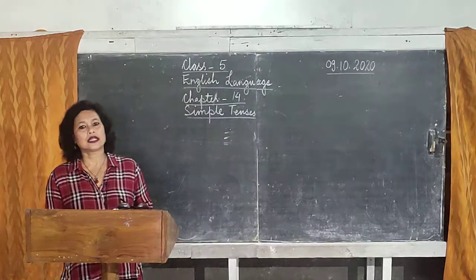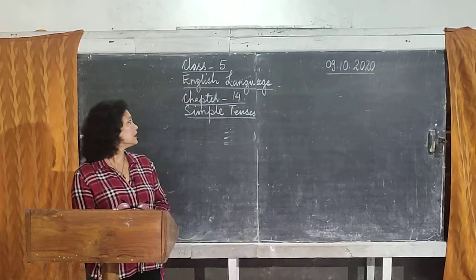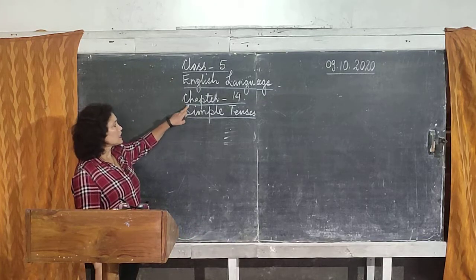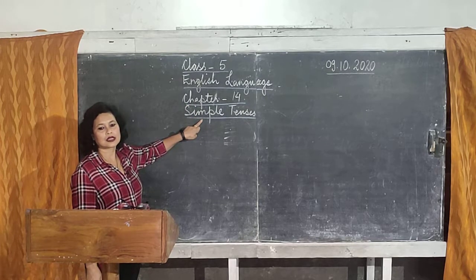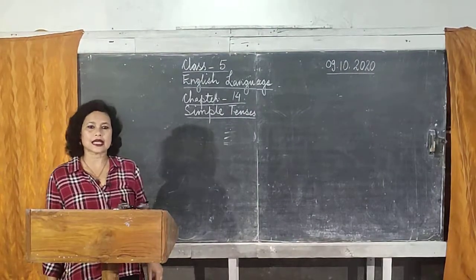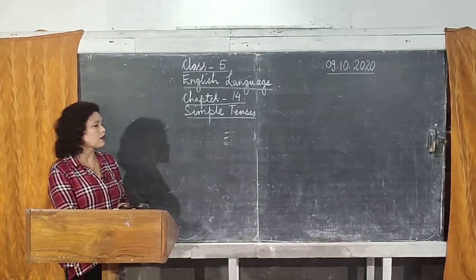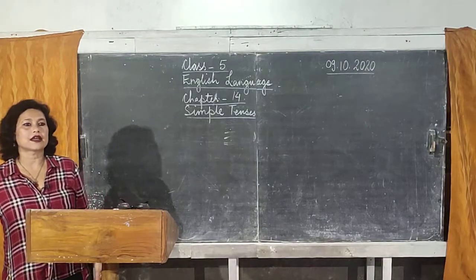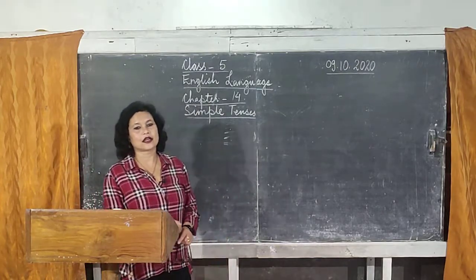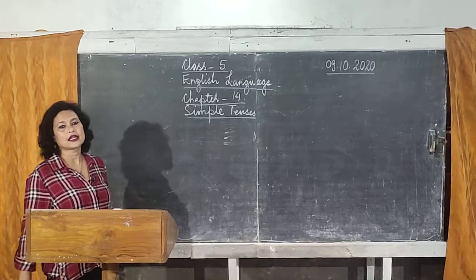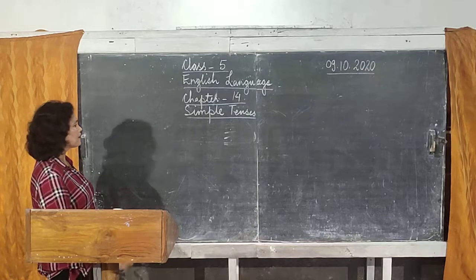Today, in English language, I'm going to start a new chapter. I've written it here. Chapter 14, Simple Tenses. I'm sure you must have done tenses in class 4. But again, we have to do it now. If you've done it, it's okay. It's just like a revision for you. But you have to listen very carefully to understand. So what I'm going to do, I'm going to write some exercises on the board and explain to you. Okay?